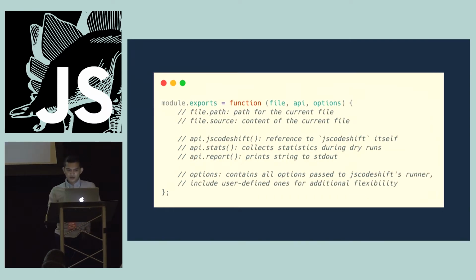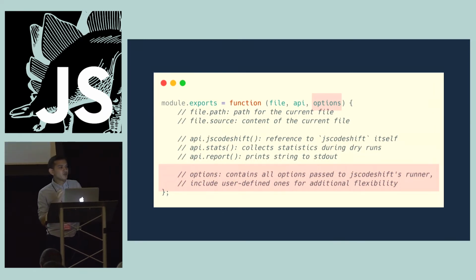If we take a look at the parameters of this function, we have 3 up there. First parameter, file, gives us access to the file's path and the source via the first argument. This is the file that we want to refactor programmatically. Second argument has methods that actually alias to jscodeshift, and they also allow us to collect statistics and generate reports, all that good stuff. The last argument is an object that contains all the options we actually passed to the jscodeshift command. So this includes any user-defined ones, which means that our code mods can be extremely flexible.